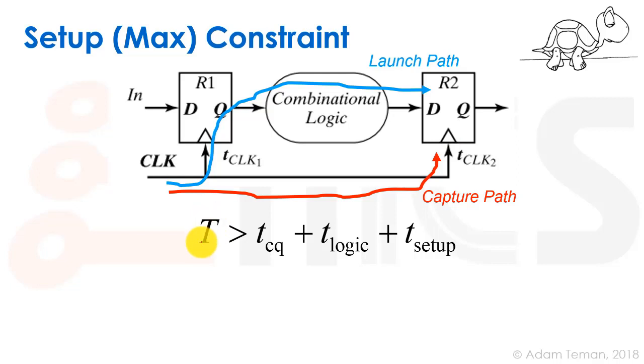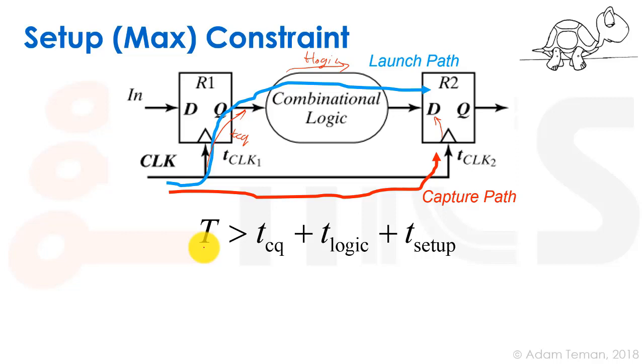We have T, the big T is the clock period, has to be larger than the TCQ, okay, that's TCQ, plus the T logic, that's T logic, okay, plus the setup time of this guy. You can also have the setup time of this guy being on a minus on this side of the equation. That is the simplified version of our timing constraint, of our max constraint, but there are non-idealities.